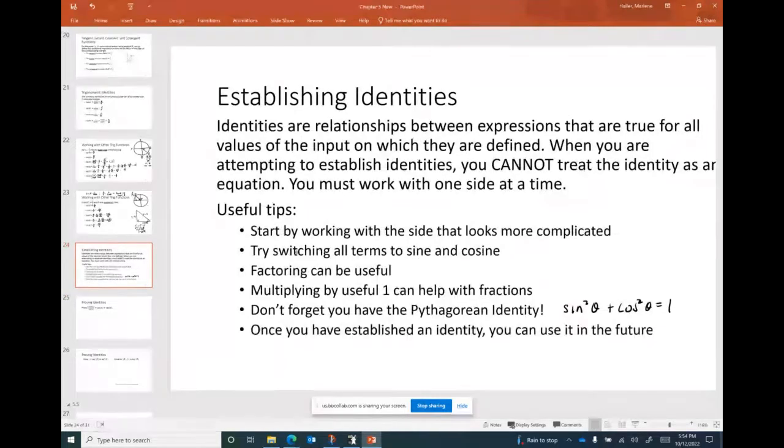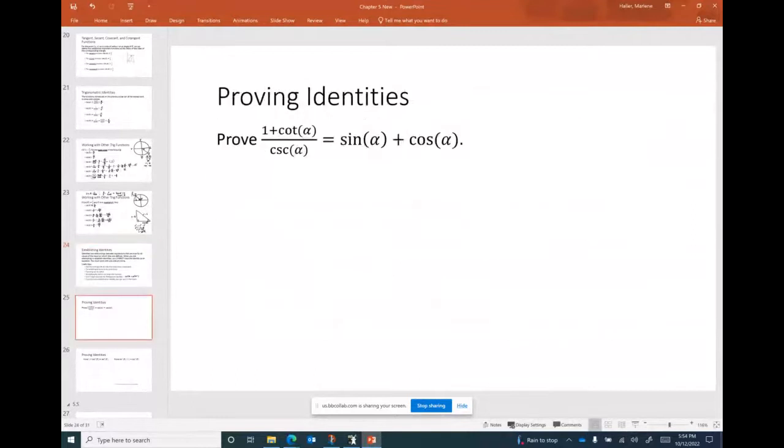So I think that second tip here of switching all the terms to sine and cosine is what I want to do. I want to rewrite the terms on the left so that they're an expression of sine or cosine. All right, so we're going to work on the left. So we're going to say 1 plus, and instead of cotangent, I'm going to use the fundamental identity. The cotangent is equal to the cosine over the sine. So I'm going to substitute in the cosine of theta over the sine of theta for the cotangent.